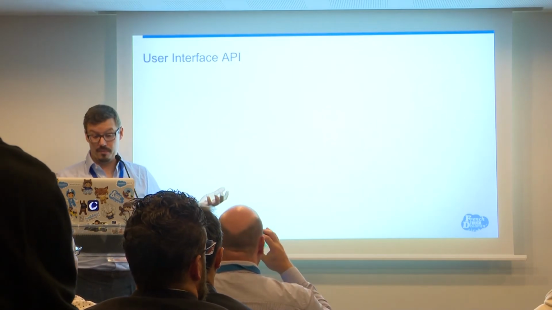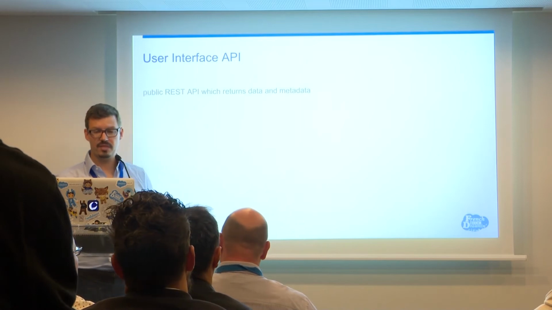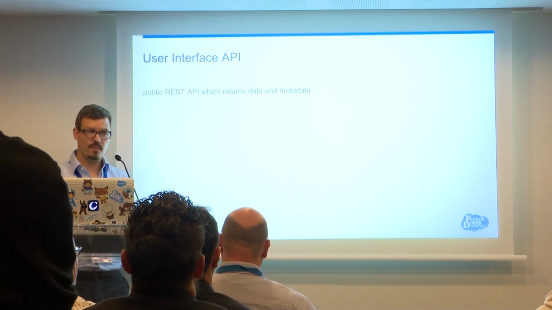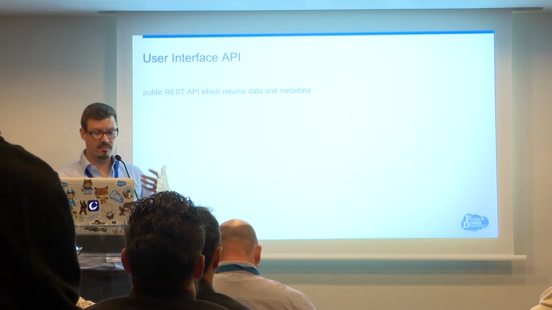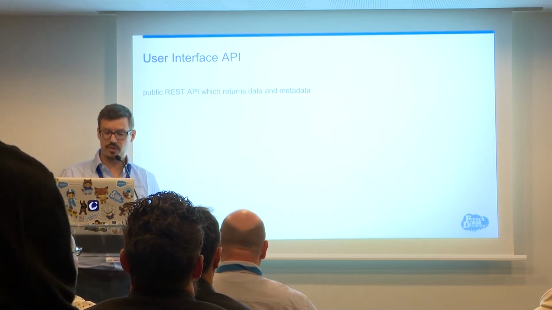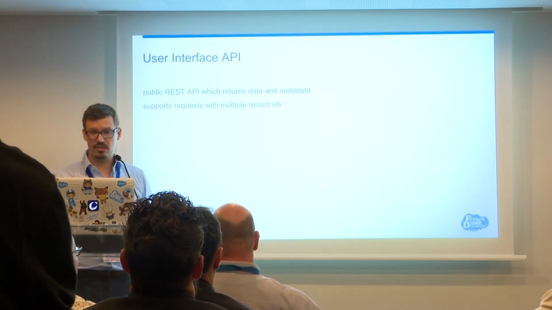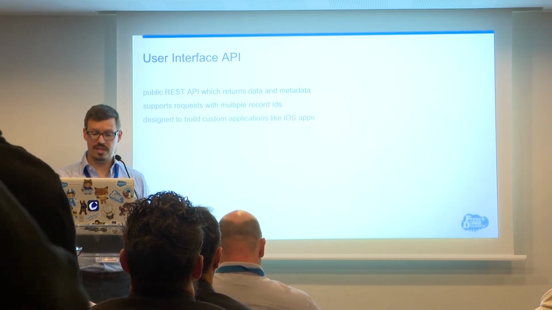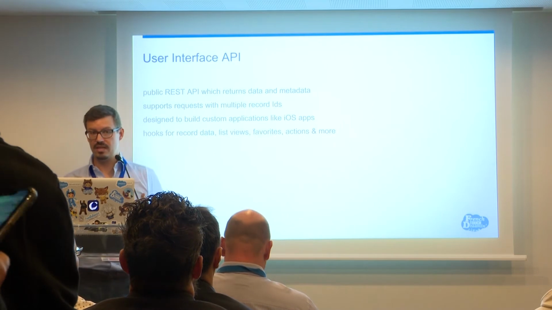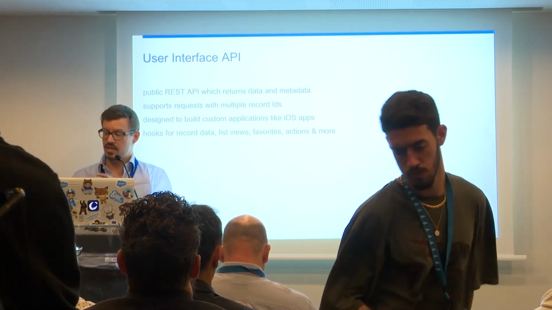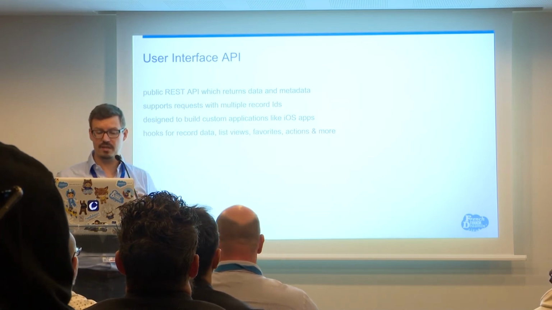And the base layer, the user interface API, so what is the user interface API? It's actually a REST API. So you can consume the user interface API by making a REST request. And actually, you can query multiple records. So you will get back not only your record data, but also data and metadata. And actually, it's designed to build your own application, your own GUI, for instance, like an iOS app.